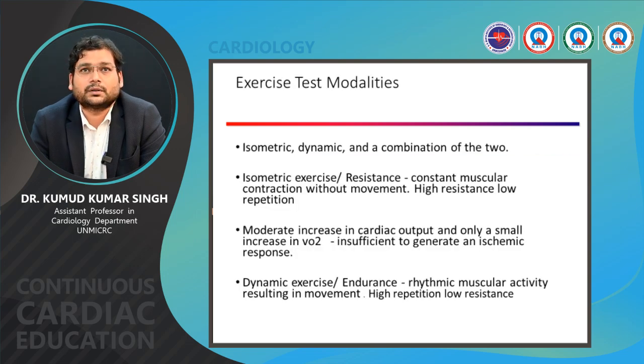Exercise test modalities. So we have basically two types of exercise, isometric or dynamic, or we can have a combination of the two. The isometric exercise is also called resistance exercise, a constant muscular contraction without movement. It is a high resistance, low repetition type of exercise. And another one is dynamic exercise, that is endurance exercise. It requires rhythmic muscular activity resulting in movement. It also has high repetition and low resistance.